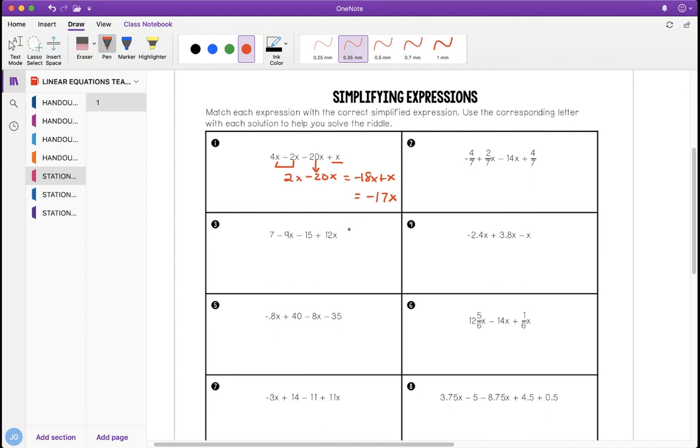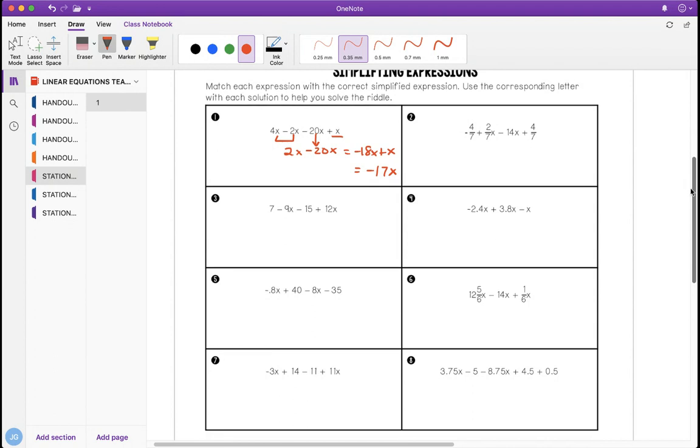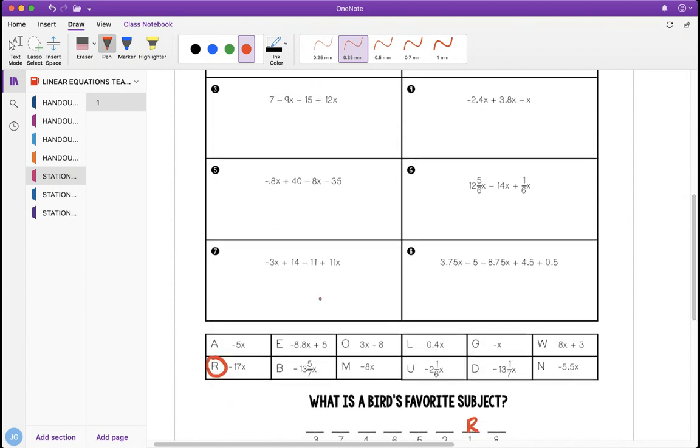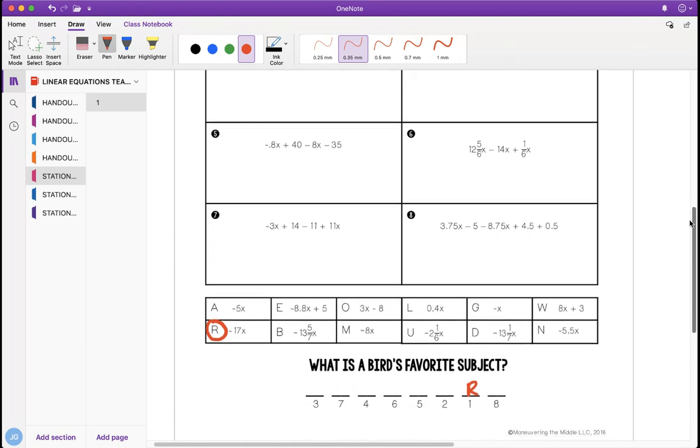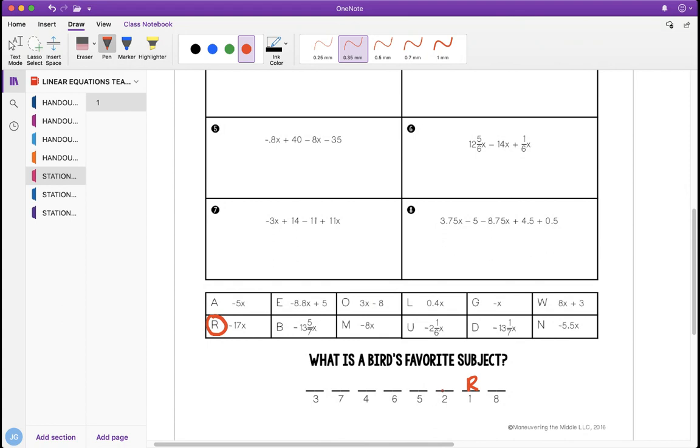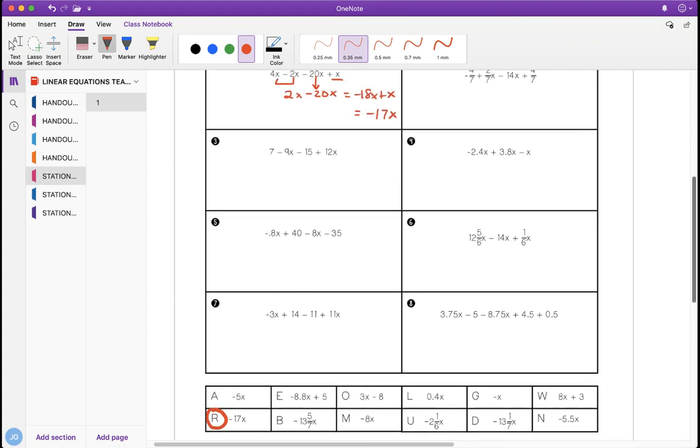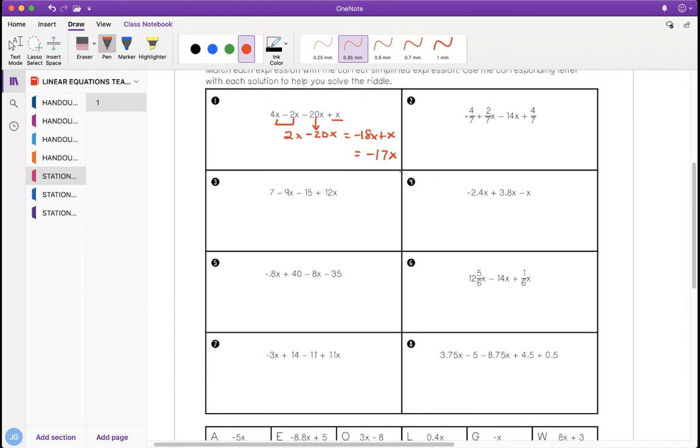Now to do the puzzle at the bottom, you're going to look for your answer, which I can see my answer is right here, negative 17x. It represents the letter R. And then I'm going to come down here and find the number 1 and put an R next to it. Now, what I recommend doing is doing all of your math problems first and then do the puzzle at the end.